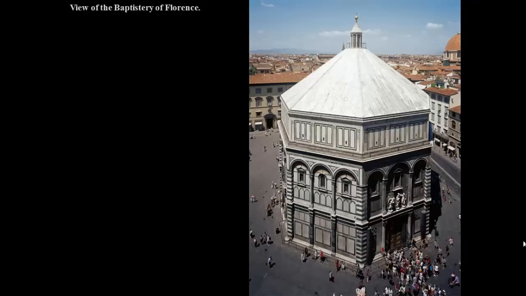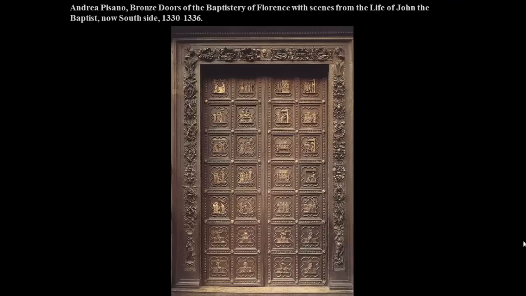So guilds had control over major civic centers, and thus they also had an impact on government. They were able to help regulate commerce and government, and Florence is very much a city of mercantile values. Here I'm showing you Andrea Pisano's earlier set of doors for the baptistry.